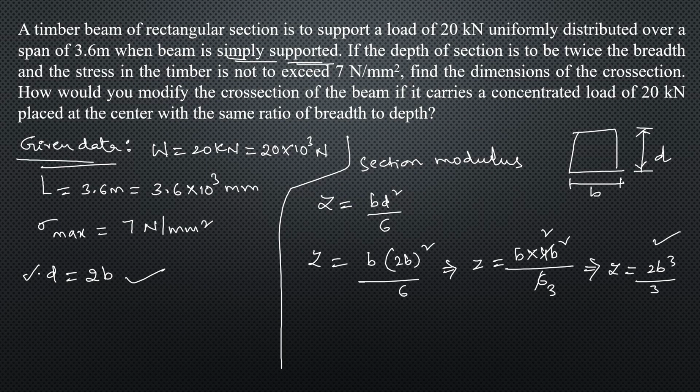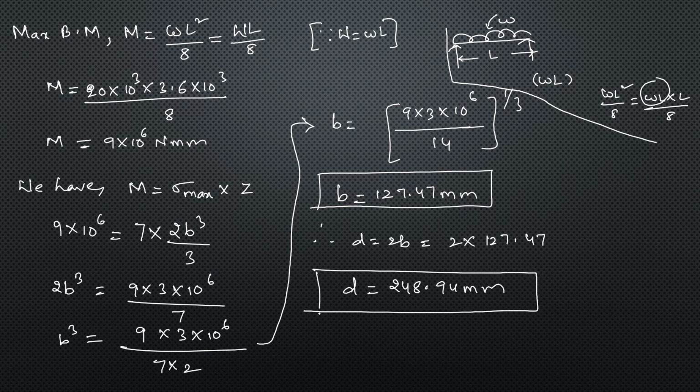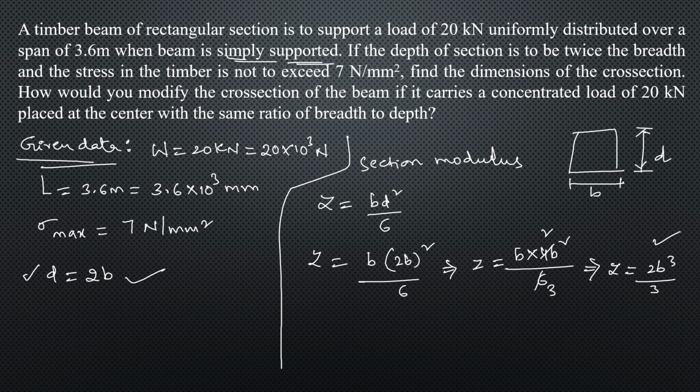So once I got the value of b, I can calculate the value of d, because we have this relationship d is equal to 2b. So therefore d is equal to 2b, which is equal to 2 into 127.47. So my d comes out to be around 248.94 mm. So these are the dimensions of the section of the beam.